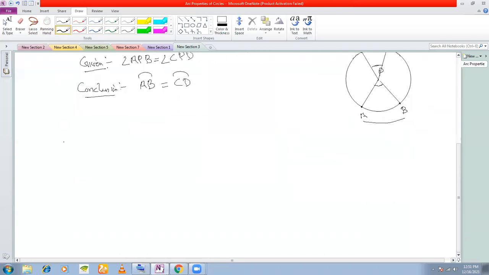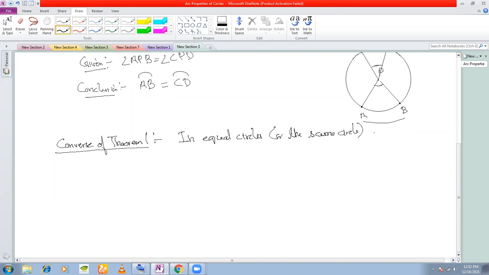No, sir, no question. Converse of theorem 1. Now converse, as I told you, is just the difference between given and conclusion. The converse of the theorem states that in equal circles or the same circle, equal arcs subtend equal angles at the center.